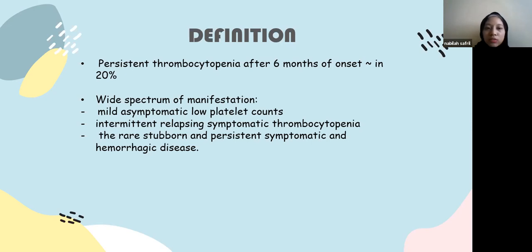It presents in about 20% of patients with acute ITP. It has a wide spectrum of manifestations, from mild asymptomatic low platelet counts to intermittent relapsing, symptomatic thrombocytopenia, or to the rare stubborn and persistent symptomatic and hemorrhagic disease.